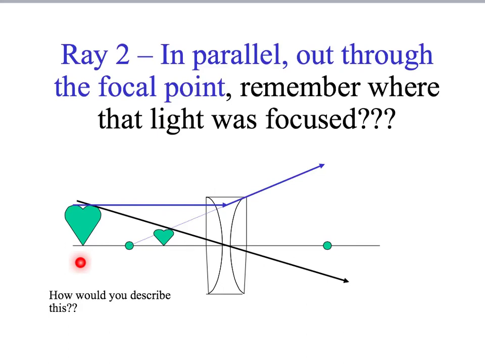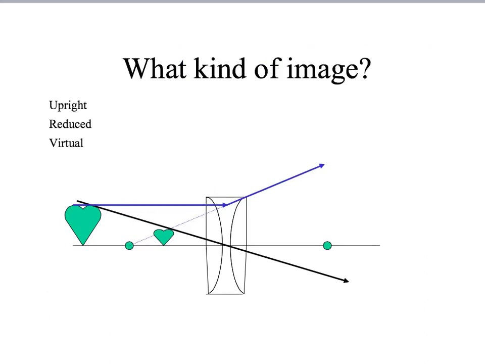So how would we describe this? Upright, reduced. How do we know it's virtual? We know it's virtual a couple ways. One, it's upright. So if it's upright, it's virtual. The other way we know that it's virtual is that it's made out of dotted lines. It's not a real light ray.